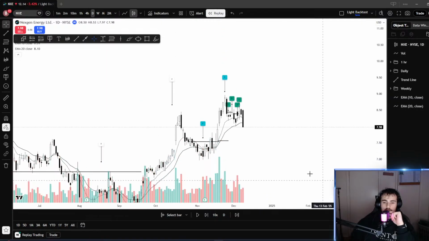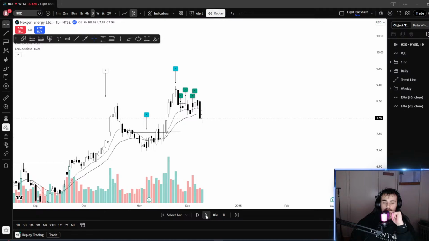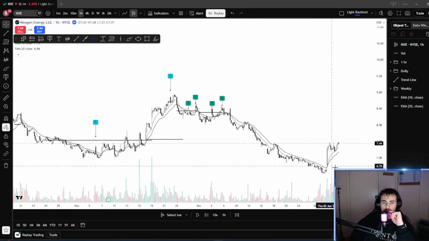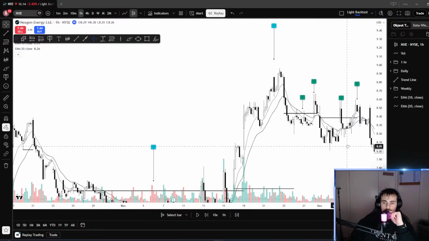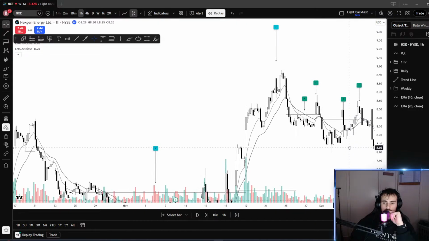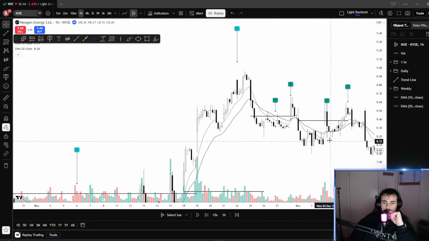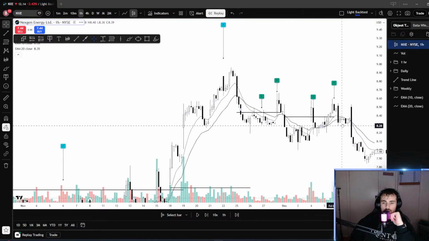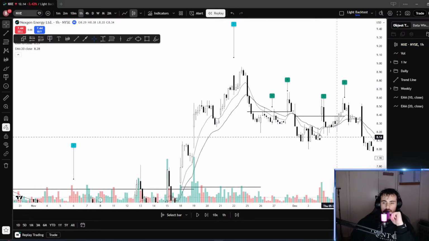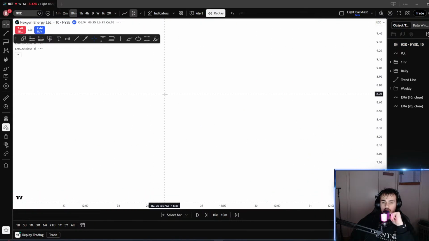Daily looks like it's just failing down here probably. Daily doesn't do anything, just fails down. This range comes up okay, but this pullback was just super ugly.